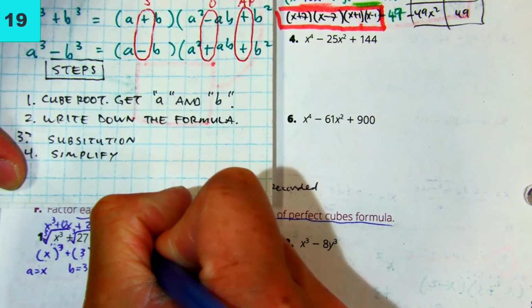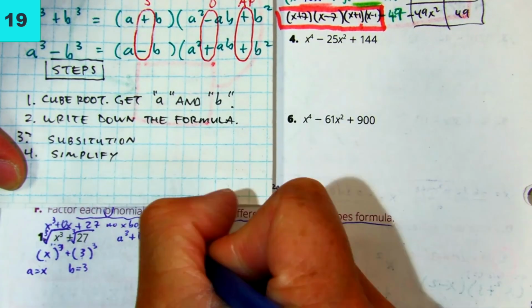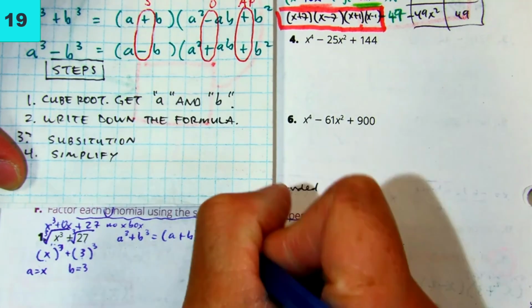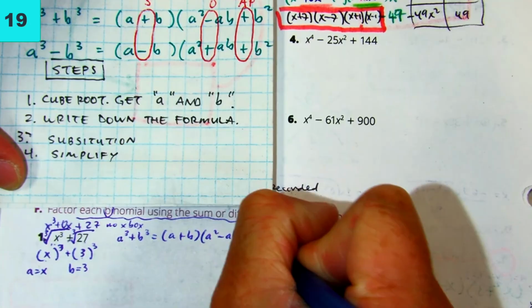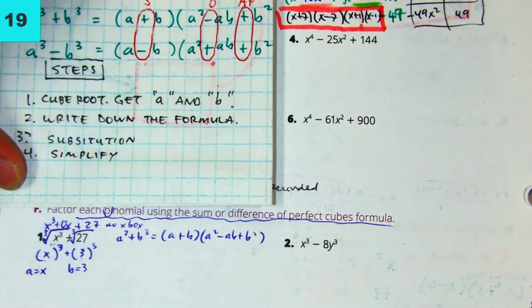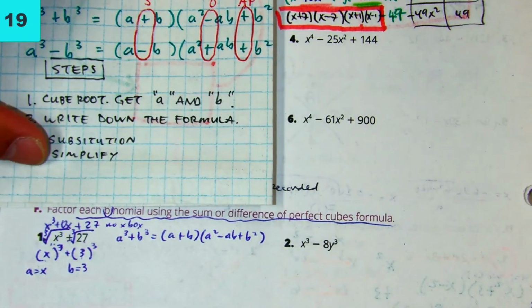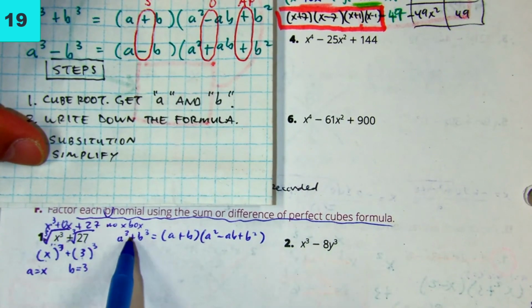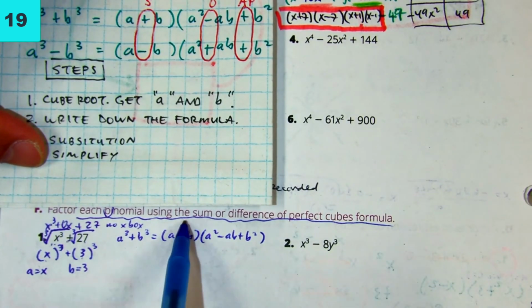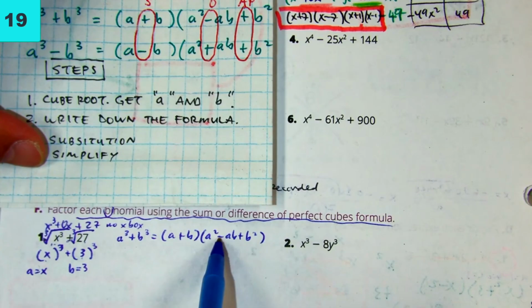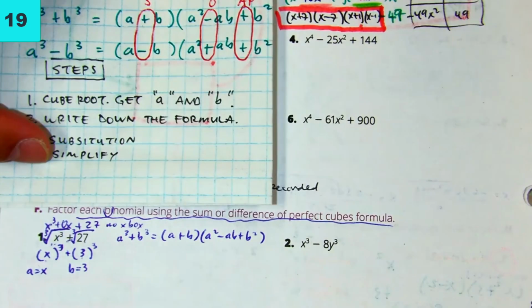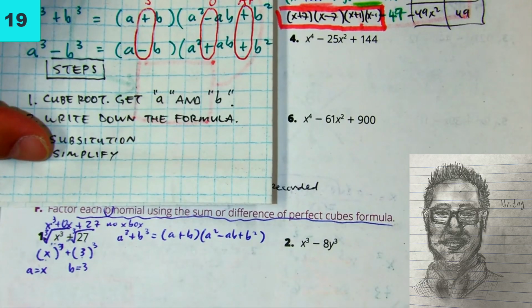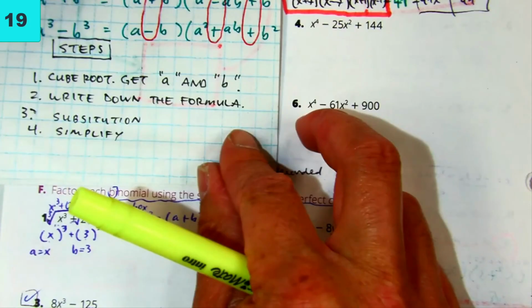A cubed plus B cubed equals A plus B, A squared minus AB plus B squared. Again, you'll notice that you have a plus sign, so this is SOAP. Same, opposite, always positive. Okay, the next thing I'm going to do now is just my substitutions. So let's do the substitutions.